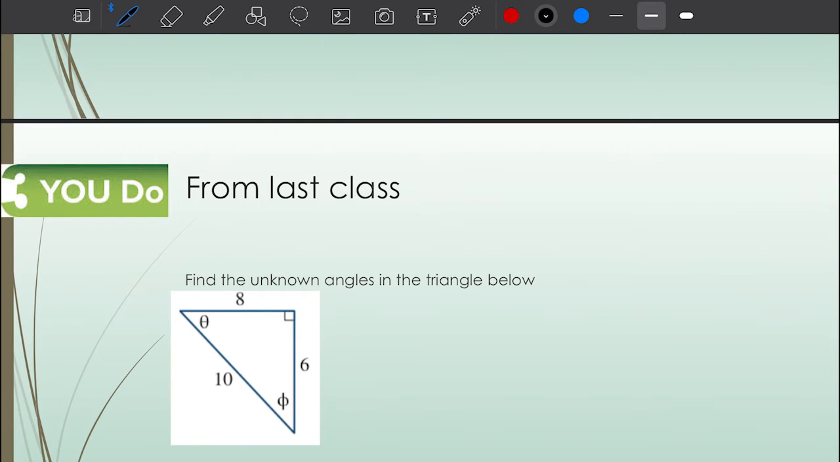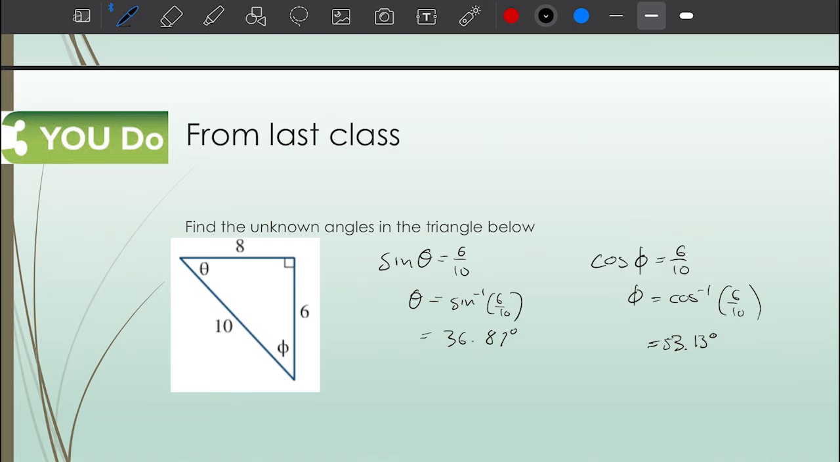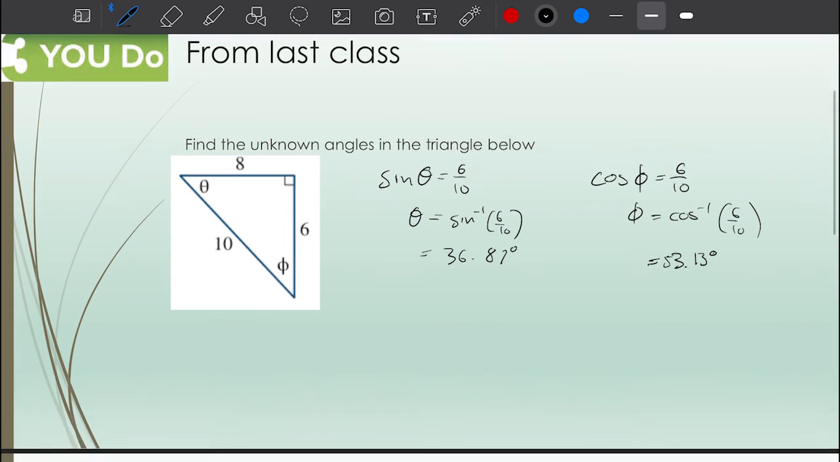Let's make sure we remember how to calculate unknown angles. That's something that we should have done in the last class. I'm going to pause the video here and get you guys to have a go at finding both of these angles. And when you come back, I'll have the solutions here for you. Right, there are the solutions for you. If you have any questions about that, come and let me know and I'll work through this one with you.